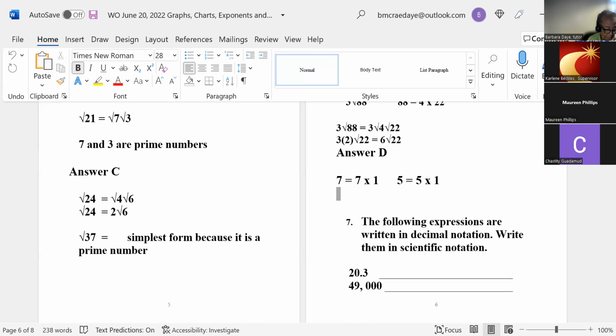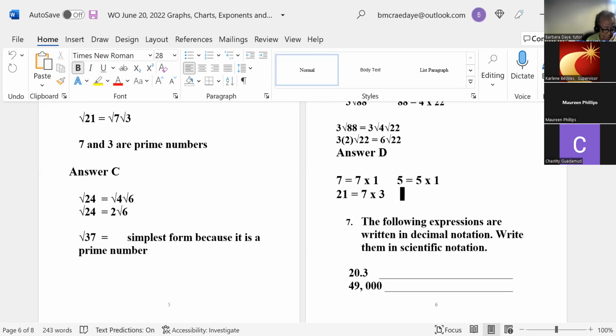All right, Chastity, what about 21? Is that a prime number? No. Why? Because 7 times 7 is 21. No, 7 times what? 7 times 3. That's right. So it factors into other than 21 times 1, right? Yeah. Okay.